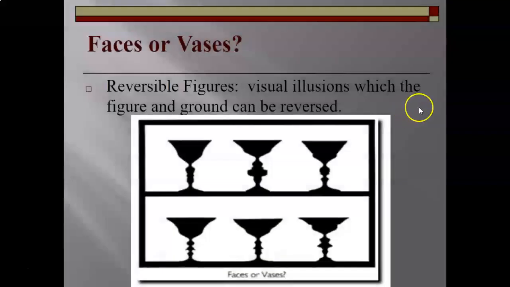So here are those reversible figures again, visual illusions in which the figure and ground can be reversed. In this picture, do you see faces or do you see vases? Look at it carefully. I've known people who can never see the faces. They only see the vases.